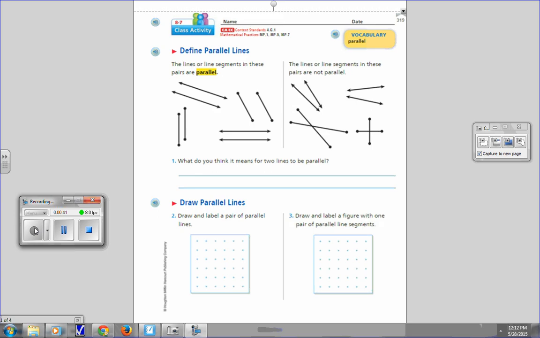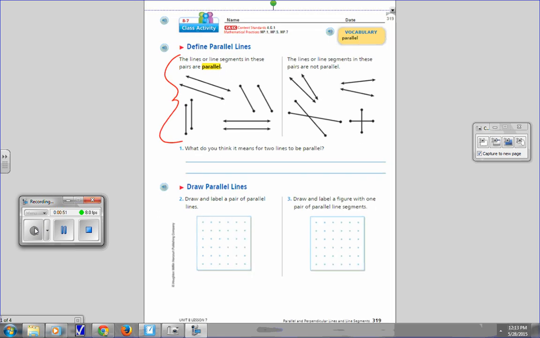First one is parallel. The lines or line segments in these pairs are all parallel. Parallel lines are always the same distance apart, and they never cross each other. Like these segments over here, lines or line segments over here, cross each other. If you have a set of parallel lines, they're never going to cross, ever.